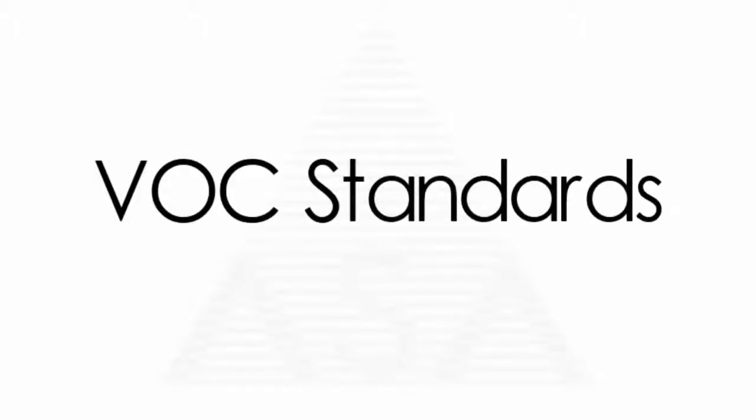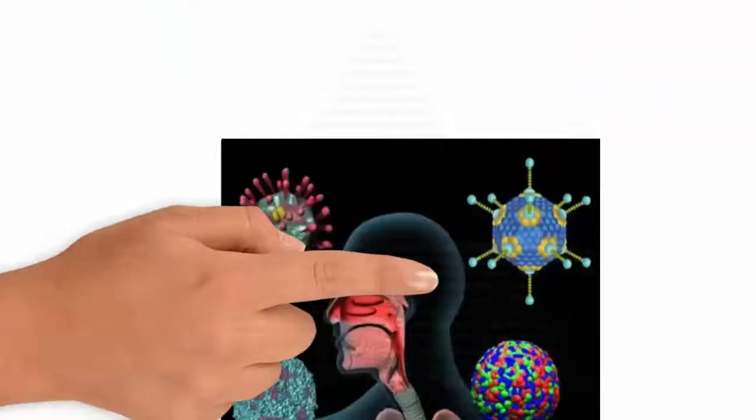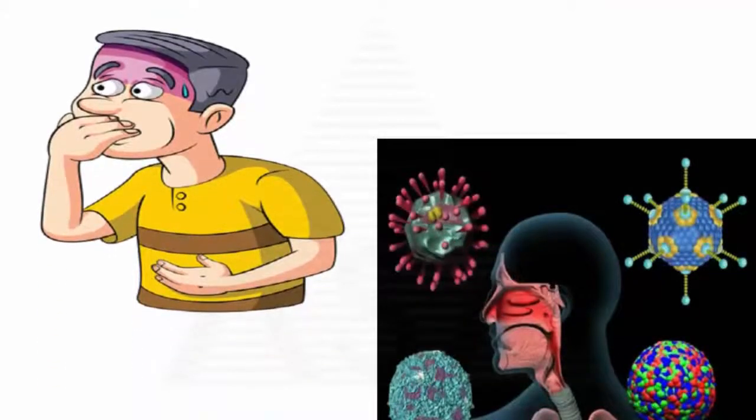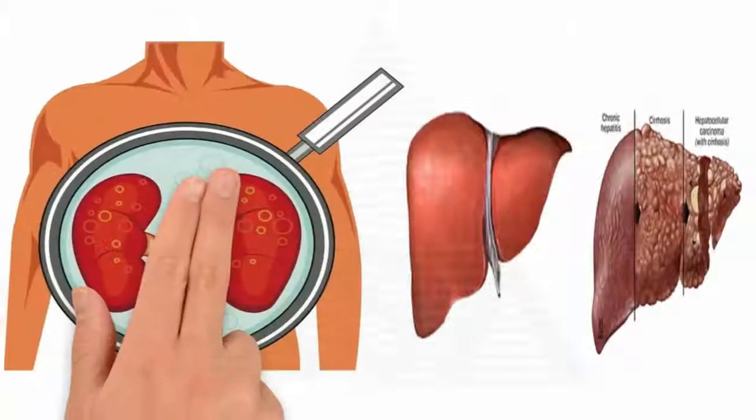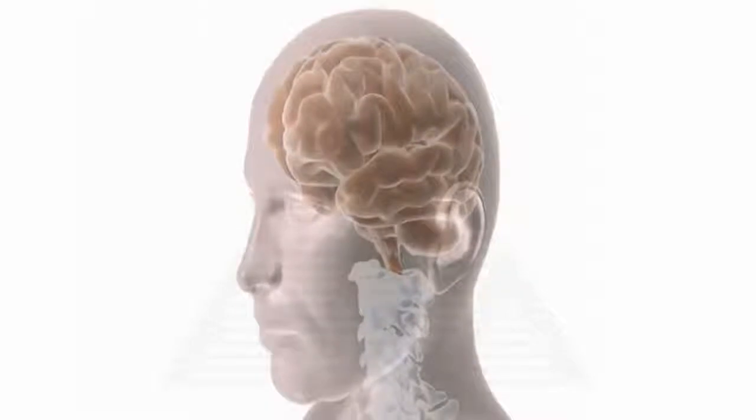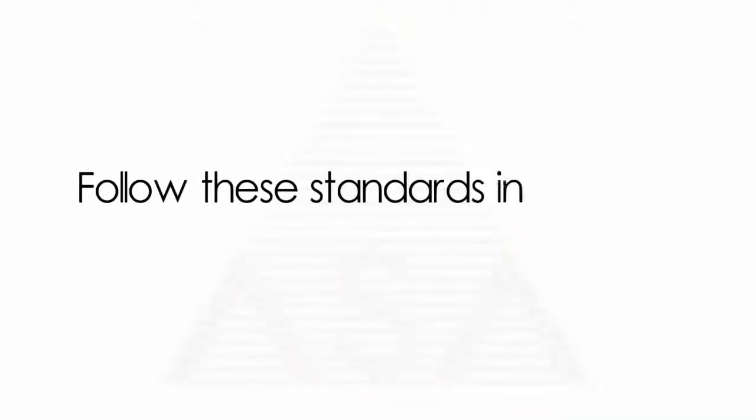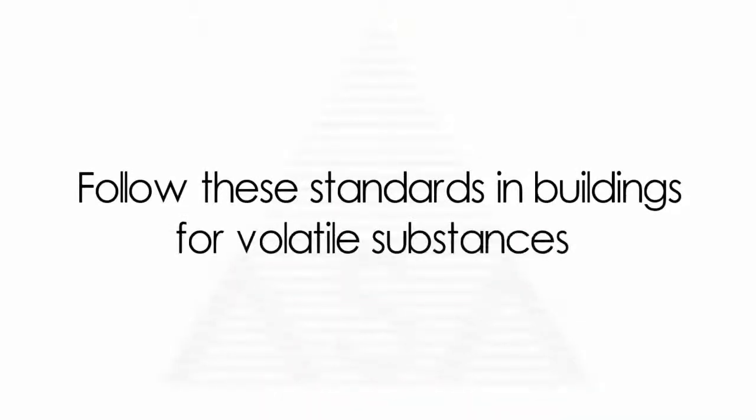VOC standards to avoid eye, nose, and throat irritation, headaches, loss of coordination, allergies, asthma, respiratory irritation, nausea, and damage to the liver, kidney, and central nervous system. Follow these standards in buildings for volatile substances.